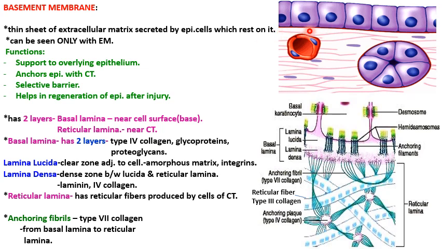So this black line, the dark line that you are able to see, is the basement membrane. These are all the epithelial cells. They are sitting on this basement membrane. This basement membrane is secreted both by the cells and by the connective tissue. And this basement membrane can only be seen through an electron microscope. What are the functions of this basement membrane?